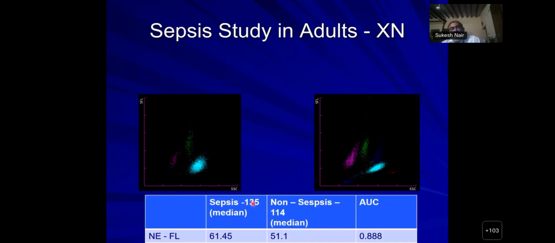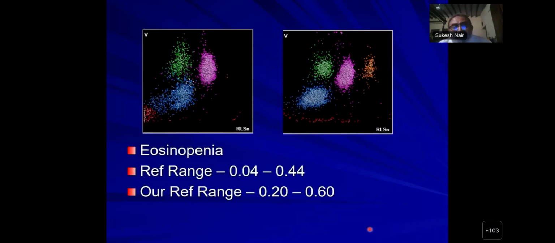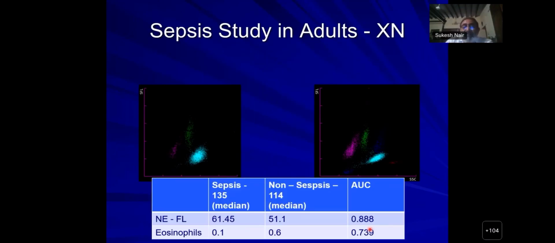We found that the high neutrophil fluorescence is also a good marker of sepsis, with an area under the curve of almost 0.9. But what you must realize is that when you compare these two pictures, there's something missing. The patient with sepsis doesn't have eosinophils. So eosinopenia can also be an early marker of sepsis, provided you know that there is eosinopenia, because if you use the reference range from Dacie or any other books, compared to our reference range, which is 0.2 to 0.6, you will miss eosinopenia. So eosinopenia had an area under the curve of 0.74, which is much higher than procalcitonin in most of the studies in patients with sepsis, because you can see that the patient with sepsis had a low eosinophil count compared to non-sepsis.